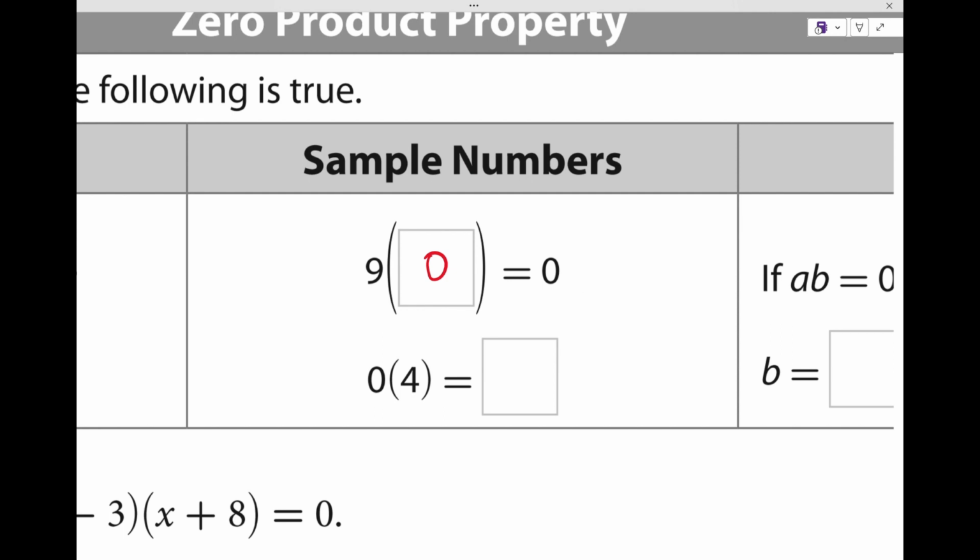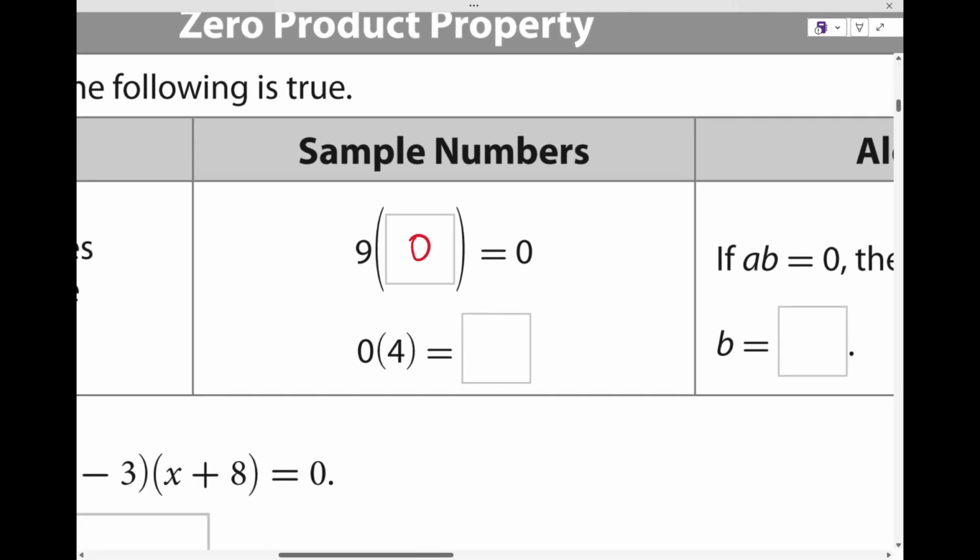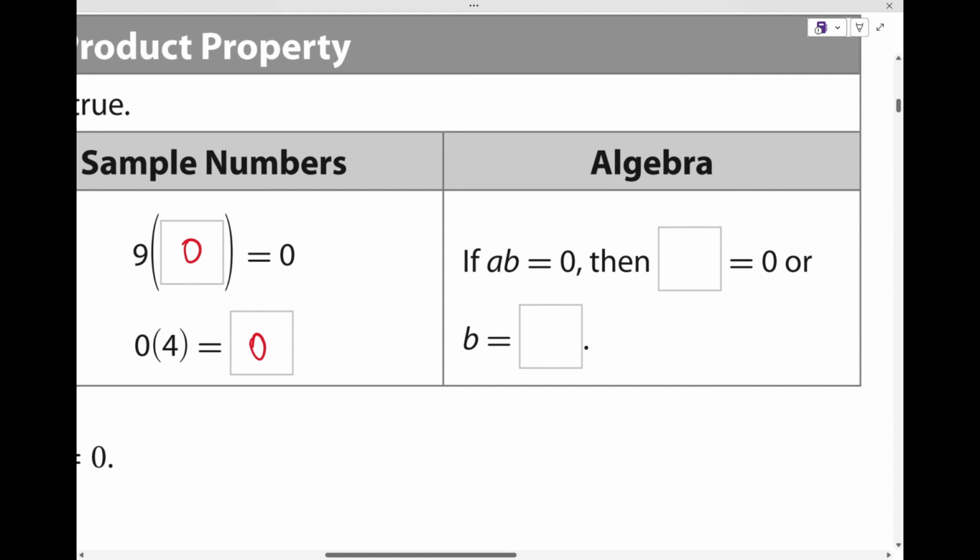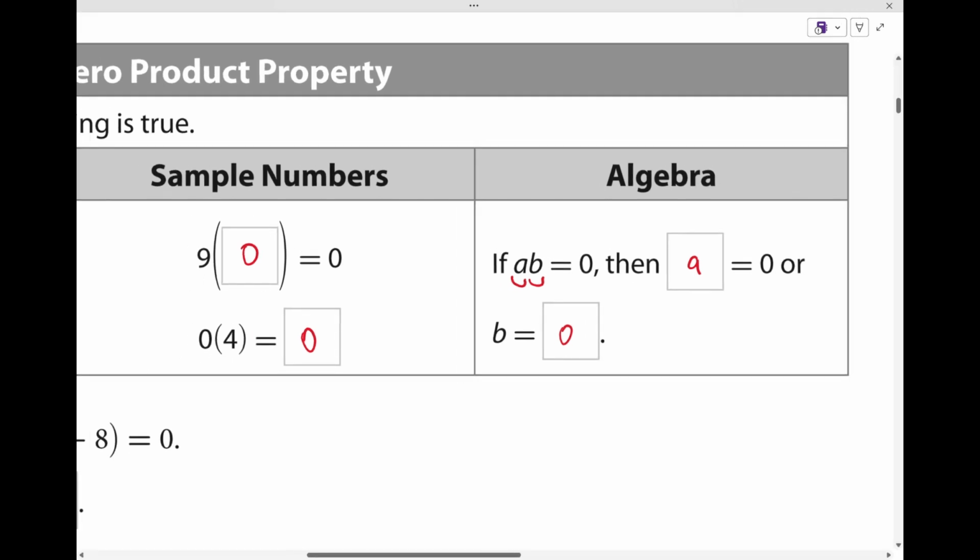Basically, 0 times anything is 0, and the converse holds there. 0 times 4 gives us 0, right? So in algebraic notation, if AB equals 0, so if A times B, two numbers times each other equals 0, then either the first number A has to equal 0, or the B has to equal 0, in order for the product to be 0. So in order to have something times something equals 0, at least one of them has to be 0.